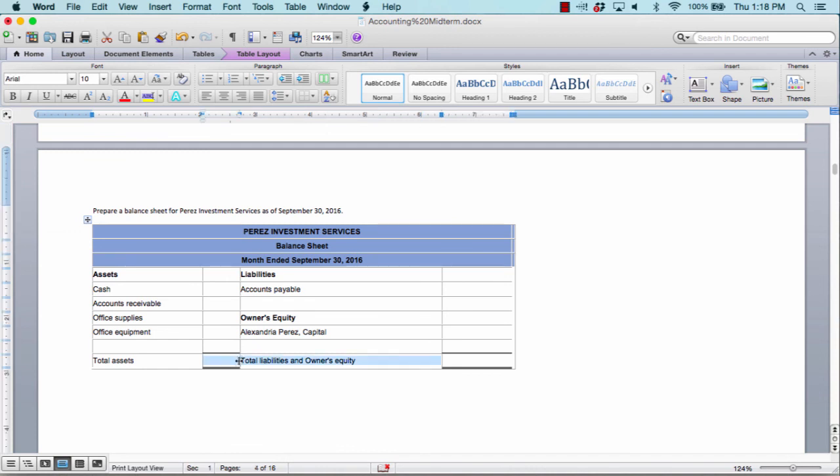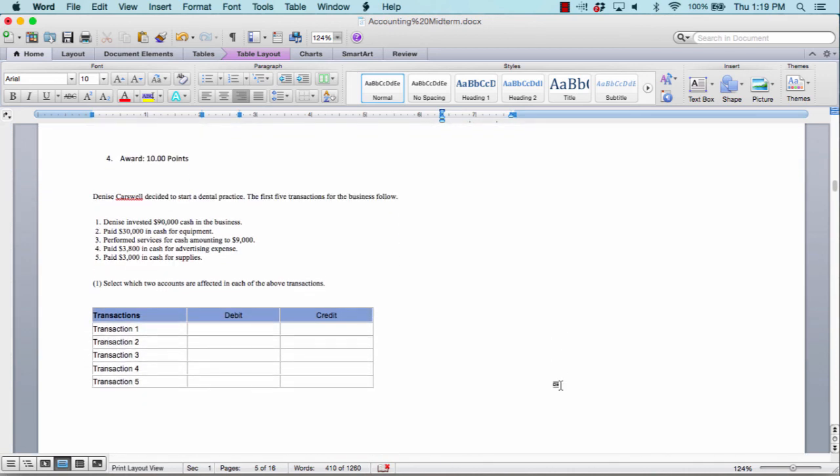And then make sure that at the end you total your total assets, so this column, and then you total your liabilities and owner's equity on this column. And they must match. If they don't match, you did something wrong. Okay?